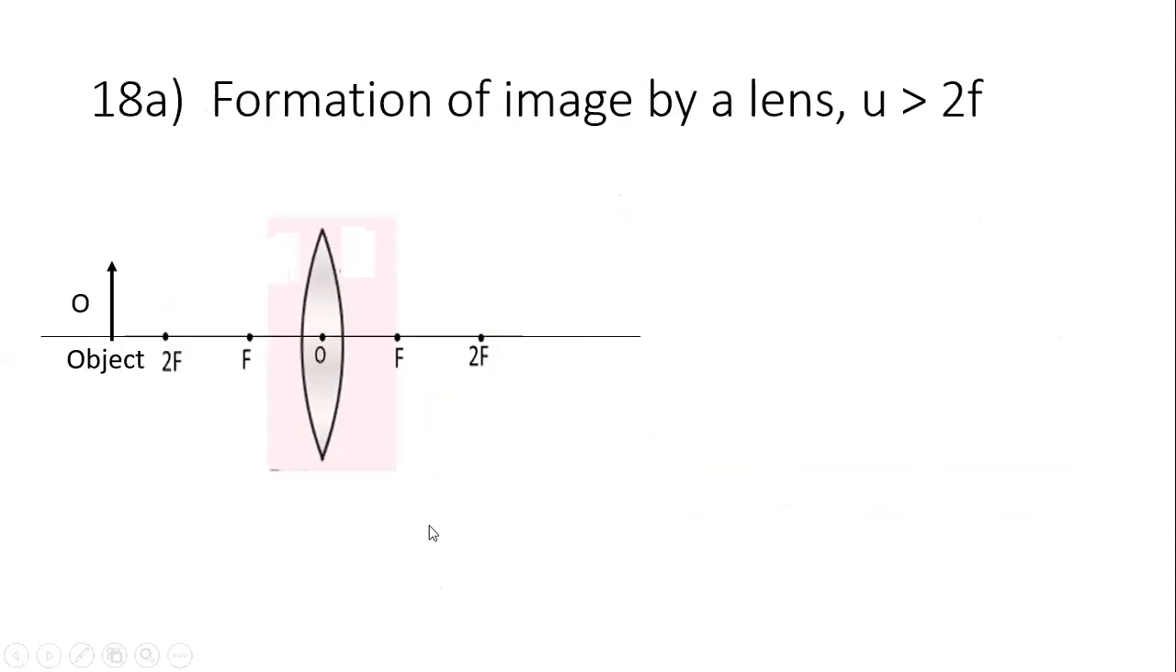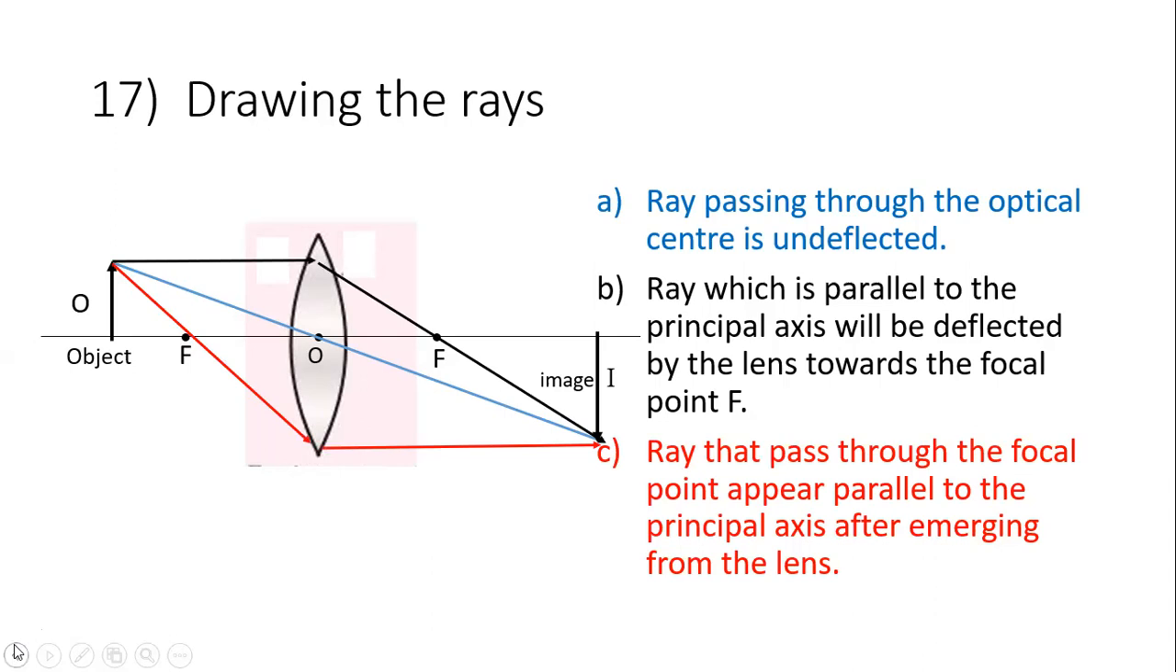Let's look at the last slide just now. The ray passing through the optical center is undeflected. Oh, the blue one. The ray which is parallel to the principal axis will be deflected by the lens towards the focal point F. The ray that passes through the focal point appears parallel to the principal axis after emerging from the lens. Okay, memory work, nothing much. Know how to use it.